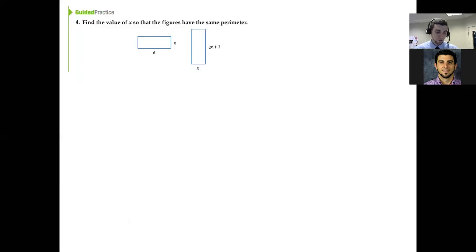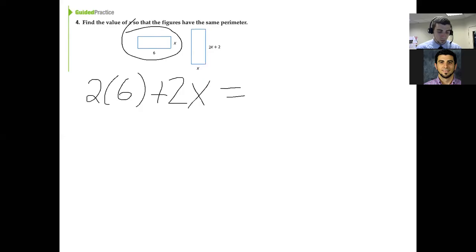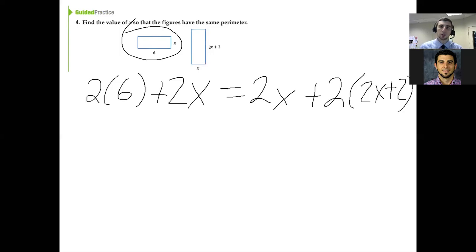All right, we're back. So I want to find the value of x so the areas have the same perimeter. Now, you got to be careful here because it says perimeter. How do you get perimeter? Well, perimeter is 2 times the length plus 2 times the width. So that's the perimeter of this one. So I have to set that equal to 2 times the length, so 2 times x, plus 2 times the width, which is 2x plus 2. Make sure you put the whole thing, everything in parentheses.